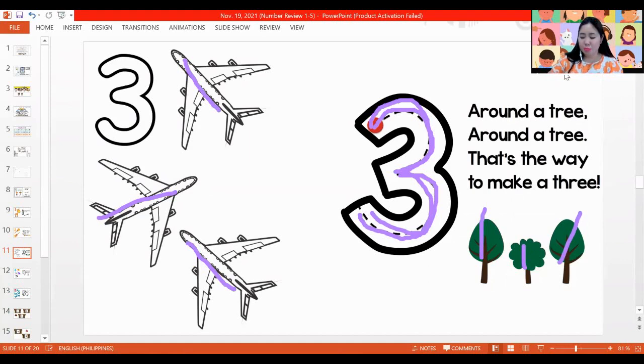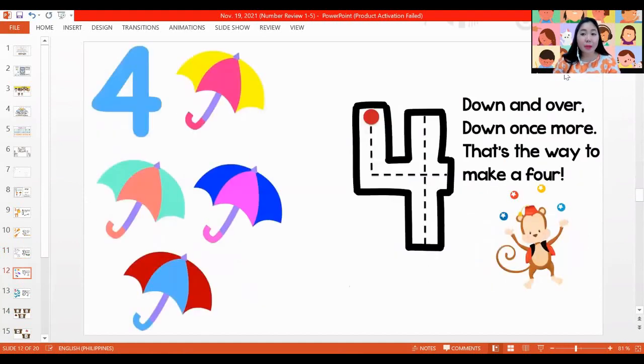And the next number that we have is the number 5. No, it's the number 4. Let's count how many umbrellas. 1, 2, 3, 4. 4 umbrellas to show the number 4. Let's count the balls. 1, 2, 3, 4. 4 balls with our monkey.